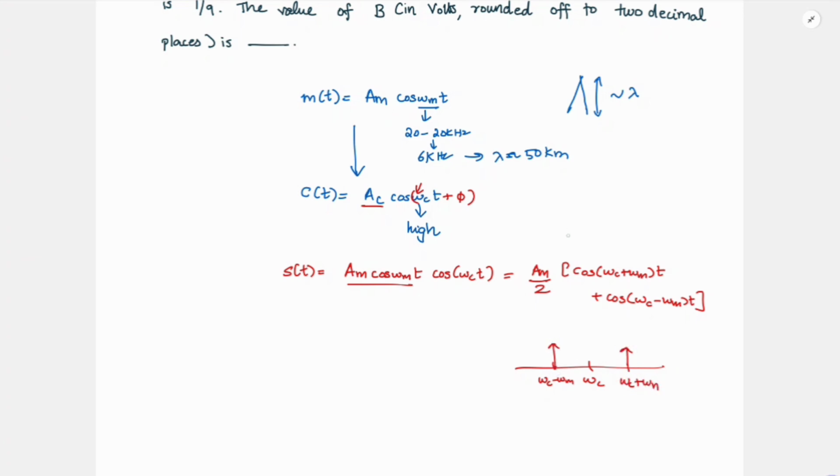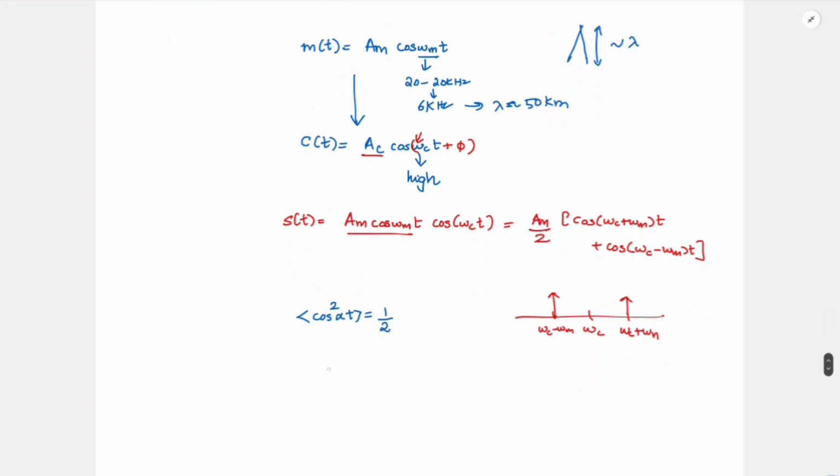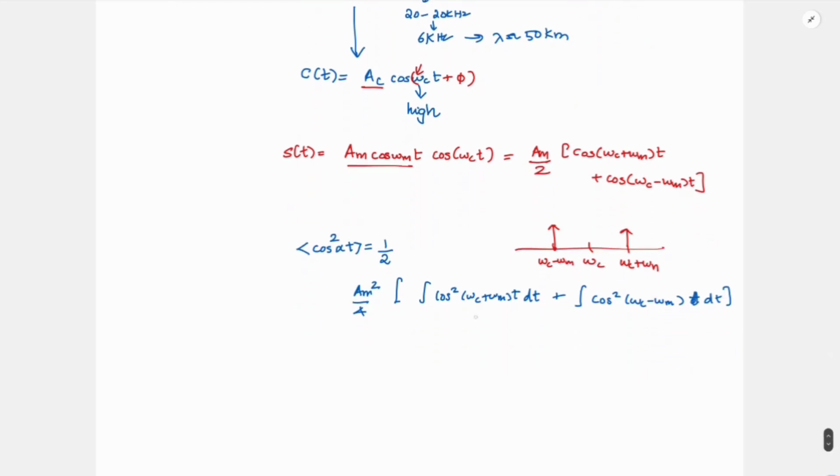These are sidebands. If you take the power of any cos square alpha t, the average of this over dt is always half. So the power of this is nothing but Am square by 4 integral of cos square omega c plus omega m into t over dt over one time period, plus the integral of cos square omega c minus omega m into t into dt. Each of these is going to contribute half. If this amplitude was actually B, then this would have been B square. So this will contribute B square by 2, and this is also contributing B square by 2.